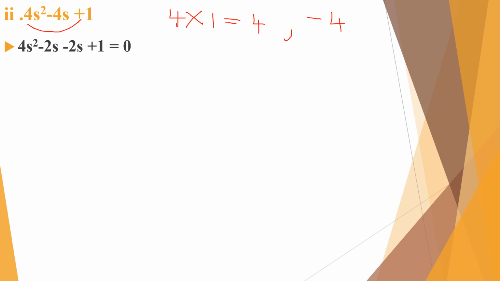So what are the two numbers? We can take −2 and −2. When I multiply −2 into −2, am I getting +4? Yes. When I add −2 with −2, am I getting −4? Yes. So the middle term is split into −2x and −2x.